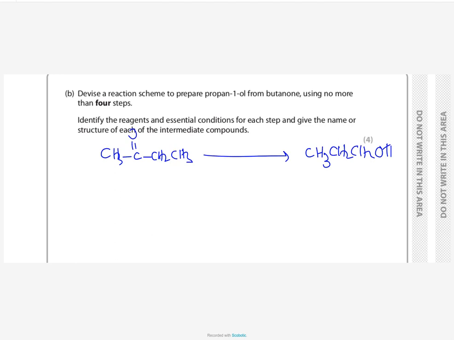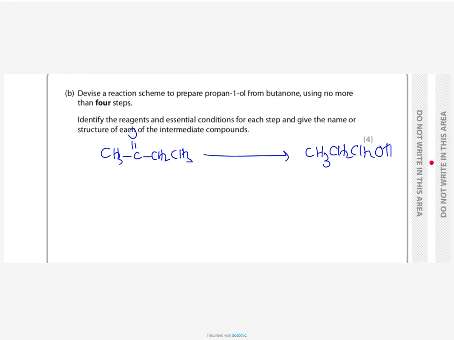Now, to increase the number of carbon atoms is easy, right? We know HCN, KCN, make sure ethanolic KCN. You can use ethanolic KCN to increase the number of carbon atoms. There are only 2 reactions to increase the number of carbon atoms in our syllabus. But how about decreasing number of carbon atoms? There's only one single reaction in our syllabus to decrease the number of carbon atoms. What is that reaction? That's right, the iodoform reaction.